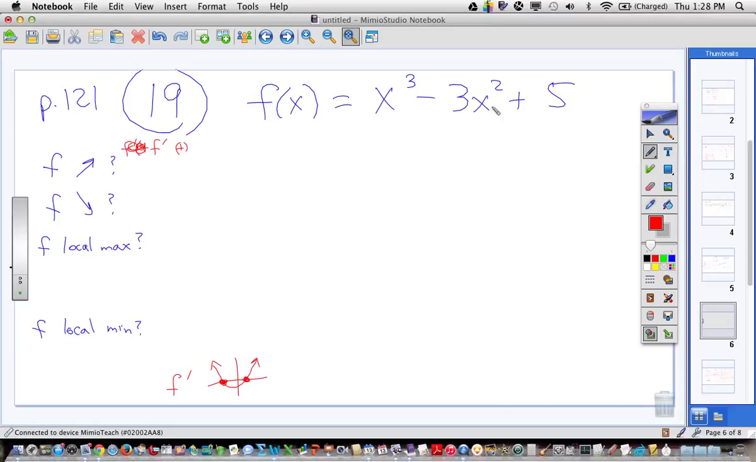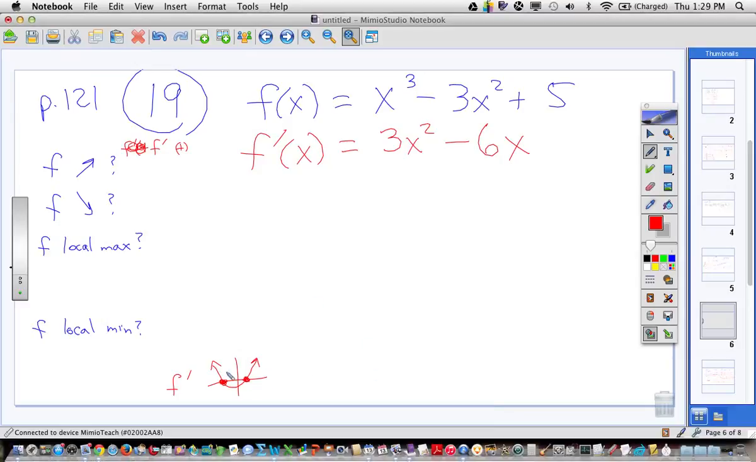How are you going to tell where f prime is positive, negative here? Well, first of all, we need f prime. We don't have a graph. We don't have a calculator. But we do have a handy-dandy shortcut that we've learned, right? So what's f prime? 3x squared minus 6x. That's f prime. So what we would like to do now is figure out when that equation is positive.